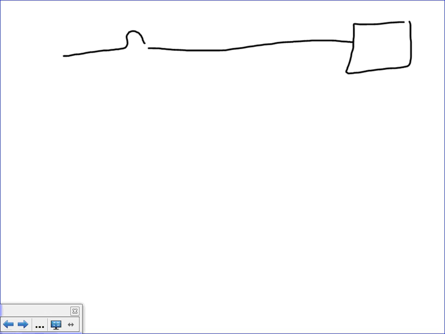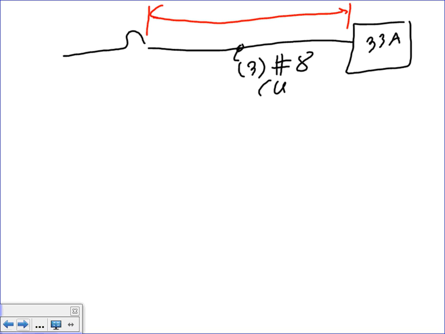Let's take a load. My load here is 3 conductors number 8, and they are copper because I'm invested in the copper company. The amp of the load is 33 amps. And the distance, the length from here to here, is 150 feet. The voltage system is a 3-phase 208, and it's a 3-phase load.